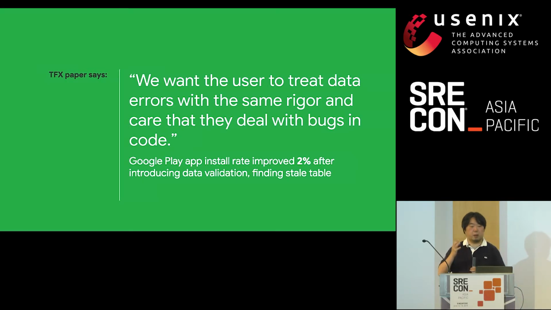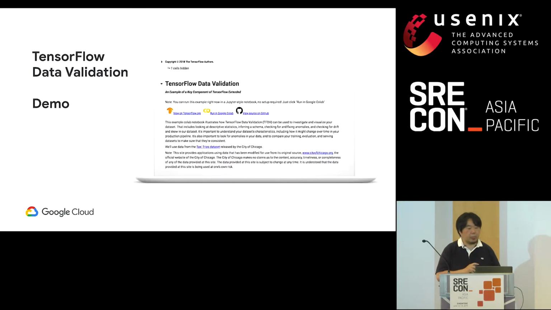And actually, by bringing the concept of data validation into production, the Google Play team was able to increase the application install rate by 2% by finding this tail table. Let's take a look at how TFDV works.